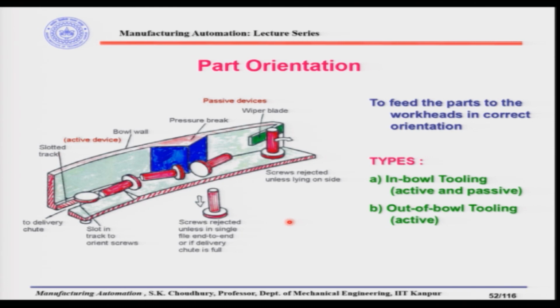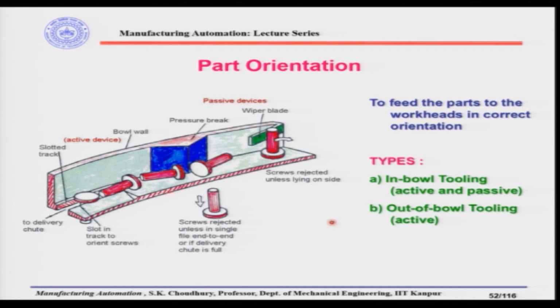So, therefore, the pressure brake here, which is actually allowing the parts in this orientation or in this orientation, is also called a passive device, because it is not reorienting, it is actually rejecting the parts.